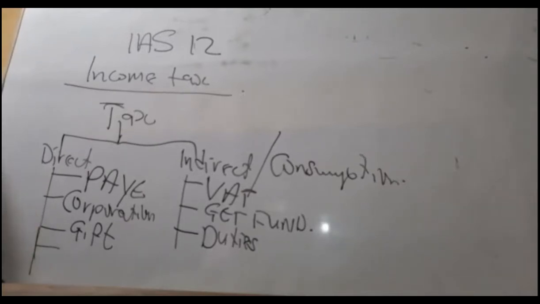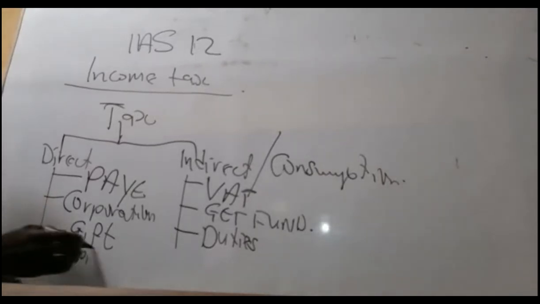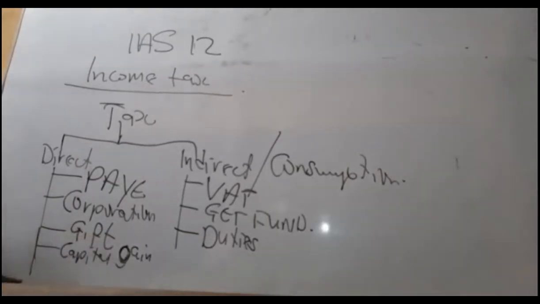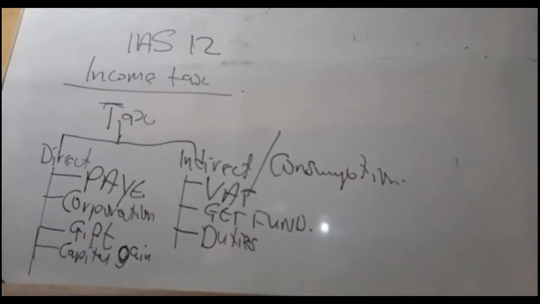Then capital gain tax. Then it also talks about property rate. All of these are examples of what? Direct tax. But there's good news. What's the good news?